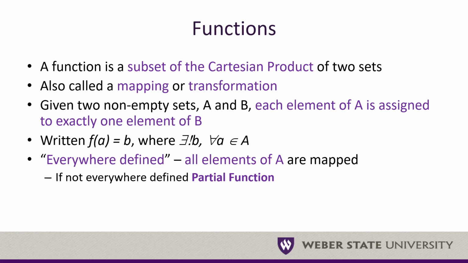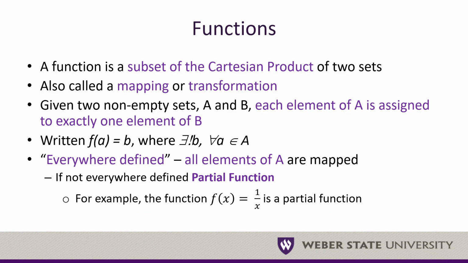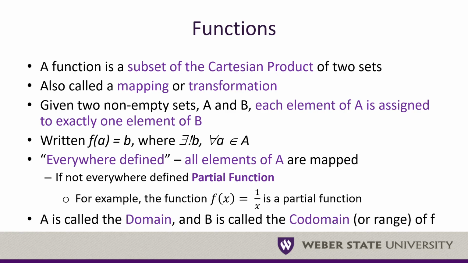But as we know, sometimes people will even leave that out, or will say, the function 1 over x. Well, it's not defined somewhere. A is the domain, B is the codomain, and actually the more common term for it is range. You probably heard domain and range in high school when they talked about this.